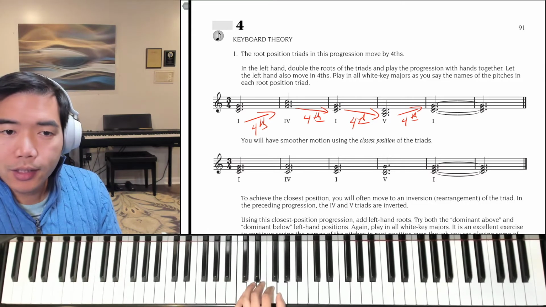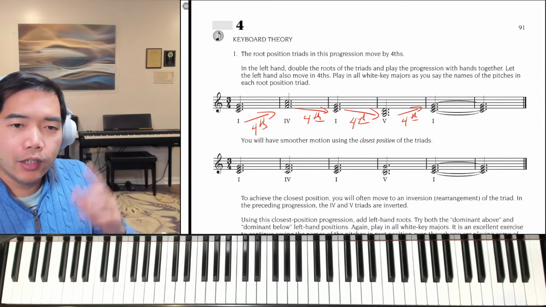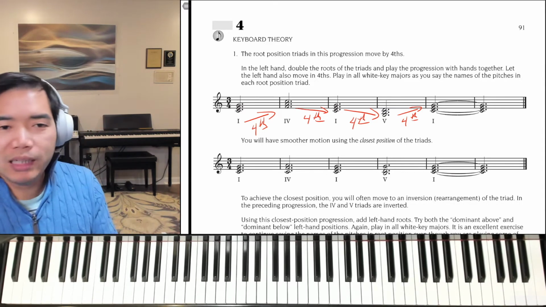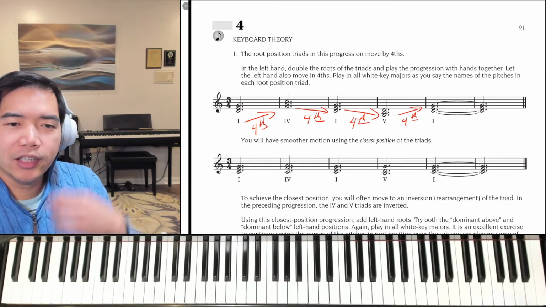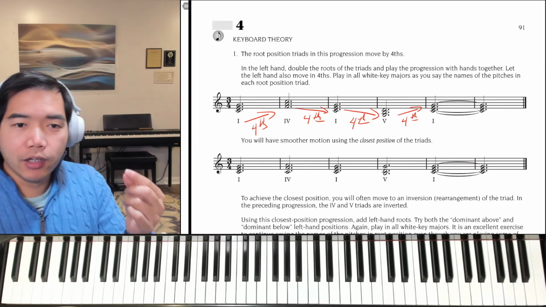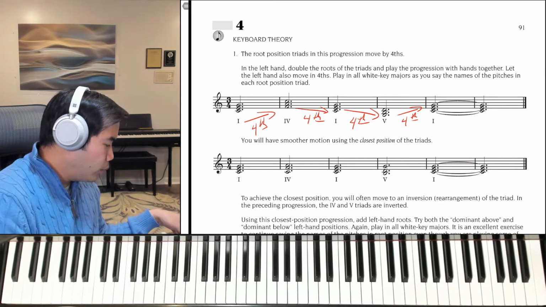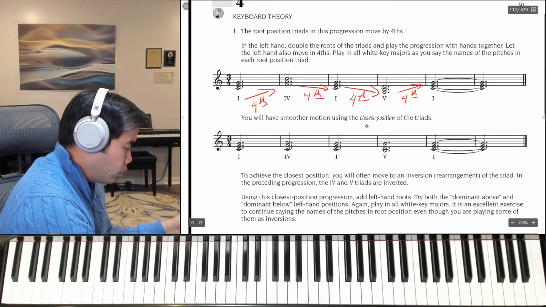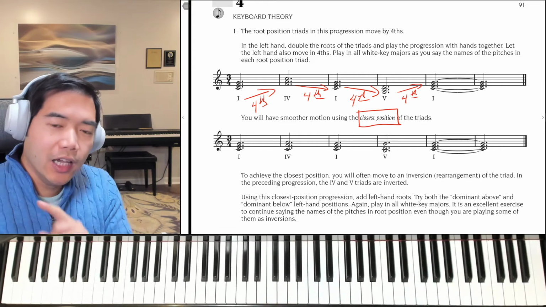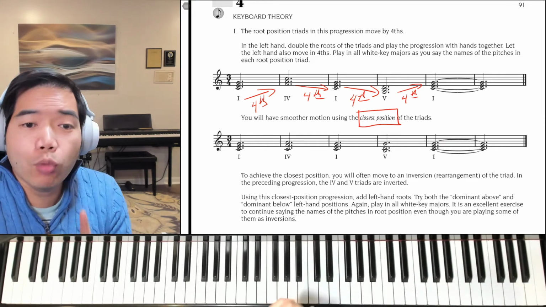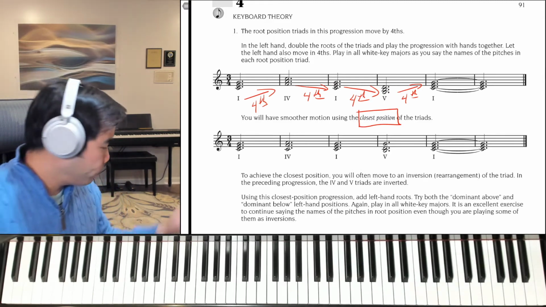Okay? The same notes, but it doesn't sound very good that way, right? And the reason it doesn't sound very good is because we're leaping. We're doing these leaps, and these leaps are so large that it's hard to hear the notes as linear and as melodic. So the part writing is not smooth. To adjust this, we're using the closest position of the triads. And by close, we mean that the voices move the minimum distance necessary to get to the next note.